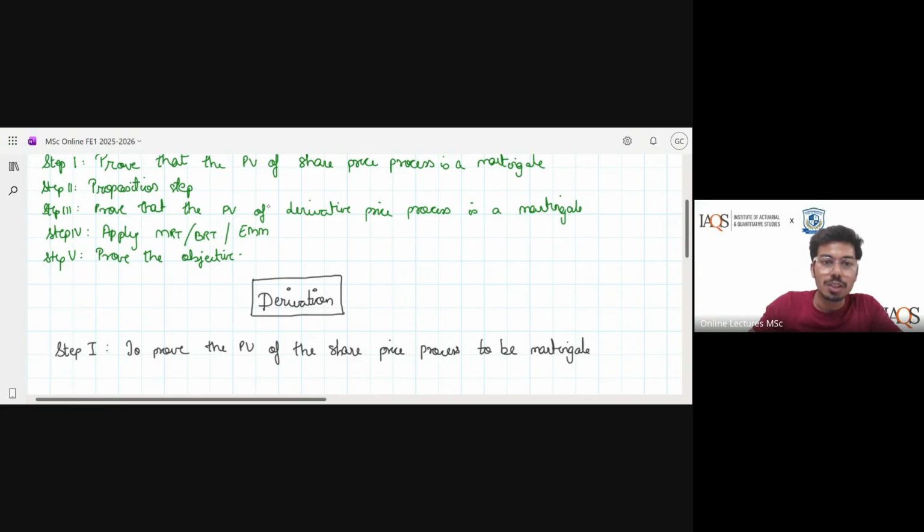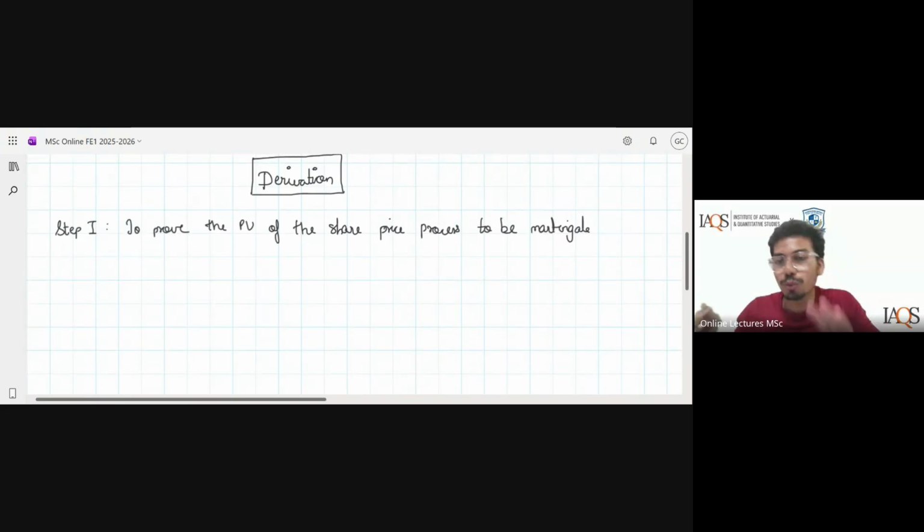All right. Now, step 1 is to prove that the present value of the share price process is a martingale. That means, first, I need the present value of the share price process. I know the share price process is S_T, my underlying asset price process. I don't need to prove the share price process to be a martingale; I need to prove the present value of the share price process to be a martingale. Let us call this D_T. So I'm creating a new process D_T, which is the present value of the share price process.